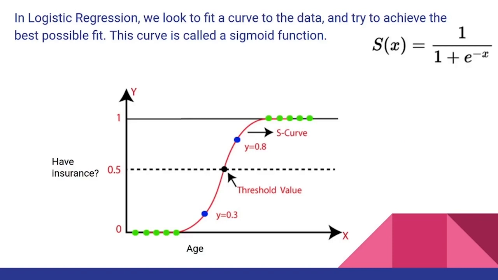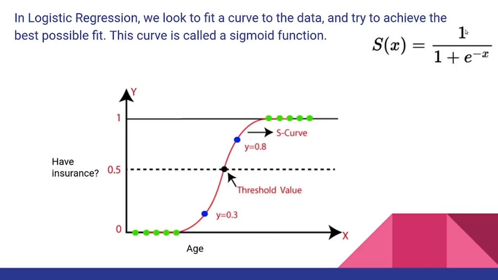In logistic regression, we look to fit a curve to the data and try to achieve the best possible fit. This curve is called a sigmoid function, as given here. S of x is equal to 1 by 1 plus e to the negative x. Now, the special property of this function is that for x ranging from minus infinity to infinity, this function is bounded between 0 and 1.